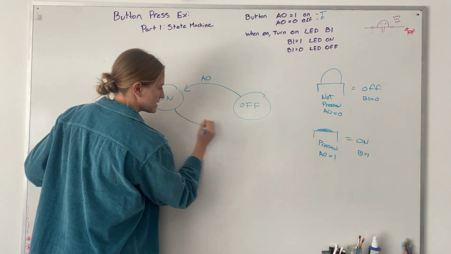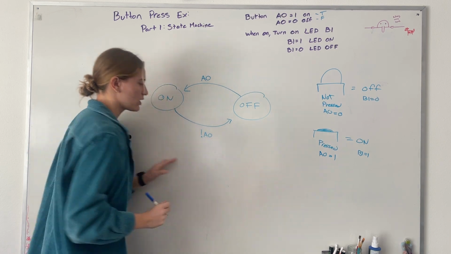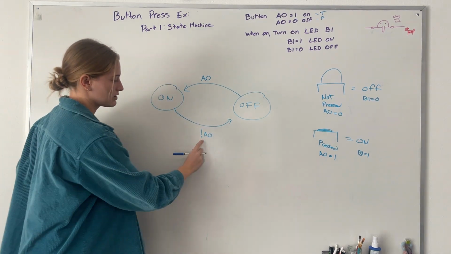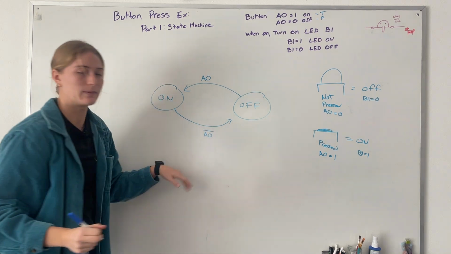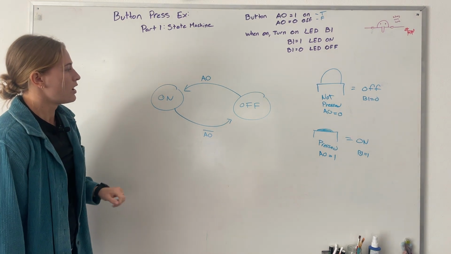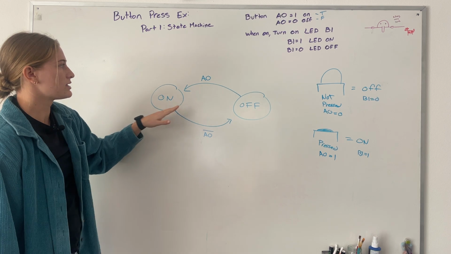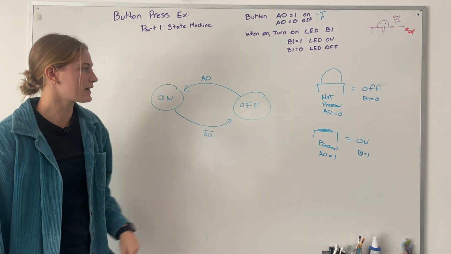And then when we release the button, that means that A0 is false. And we can write that this way as not A0 or false. Or we can write it that way. I'm going to leave it like this for now, but you can go ahead and write that however you want. So now we're in the off state and we go to the on state when you press the button, and as soon as you release the button, it goes back to the off state.